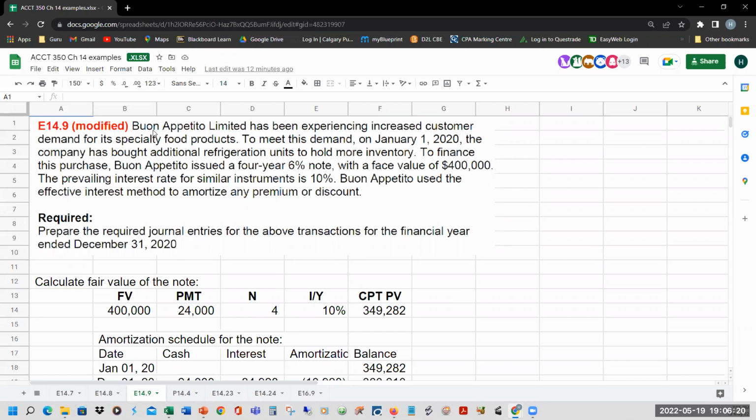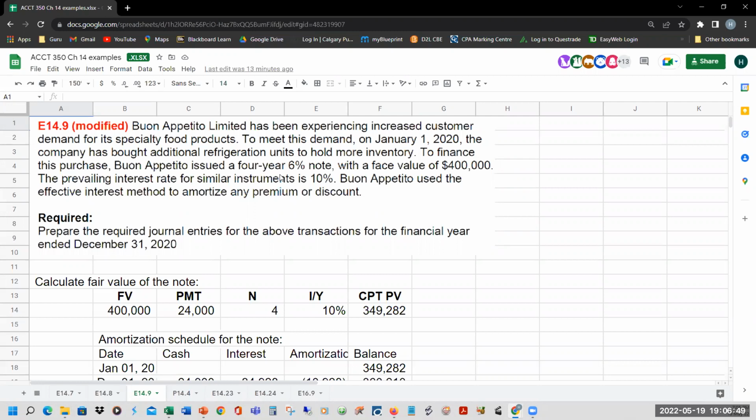So Bon Appetito Limited has been experiencing increased customer demand for its specialty food products. To meet this demand on Jan 1st, 2020, the company bought additional refrigeration units to hold more inventory. To finance this purchase, Bon Appetito issued a four-year note. In the original question in the textbook, it says zero interest bearing. I changed that to a 6% note, okay?